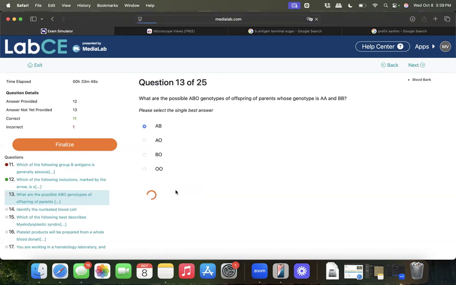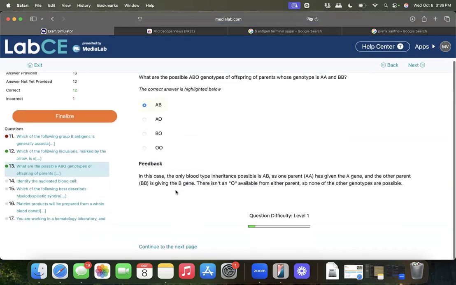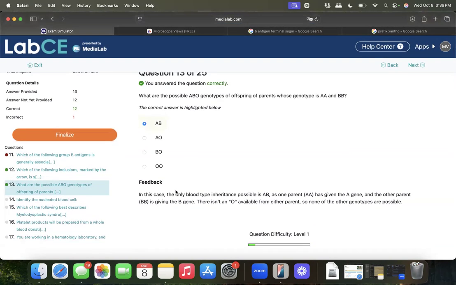Hell yeah. Man, you guys are good. And this was a level one. This is a very, very simple one. Throw up a Punnett square, AA for the mom, BB for the dad, AB, AB, AB, AB. Do your Punnett square. Period.